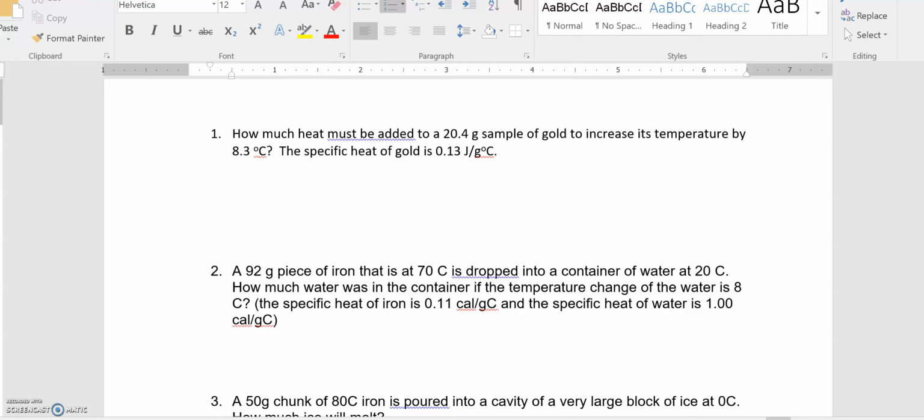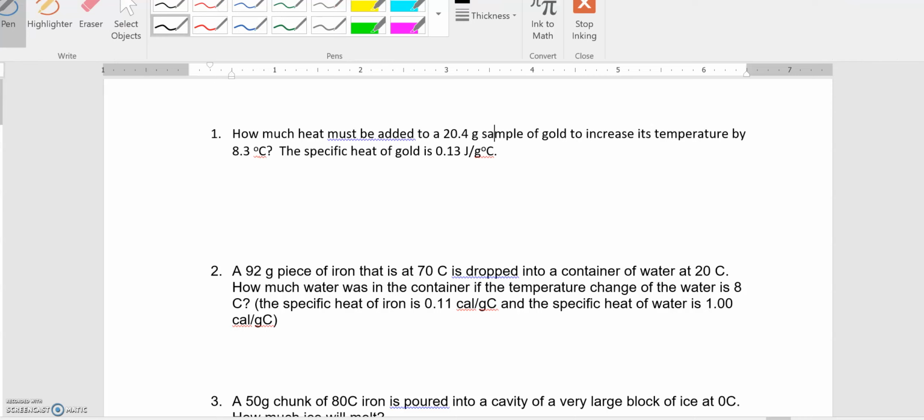So here are going to be a few math examples of some of the problems that you might be seeing in this chapter. We're going to be looking at heat transfer and specific heats and those types of ideas. Question number one is kind of the most basic of the questions. How much heat must be added to a 20.4 gram sample of gold to increase its temperature by 8.3 degrees Celsius? And the specific heat of gold is 0.13 joules per gram degree Celsius.